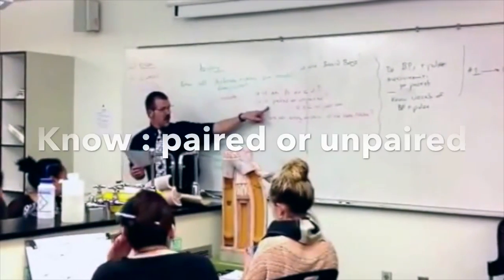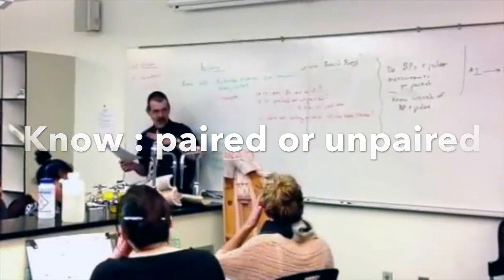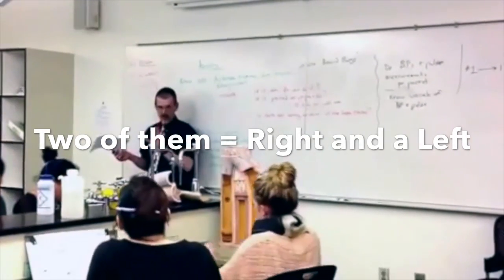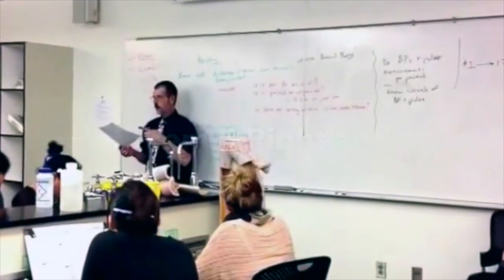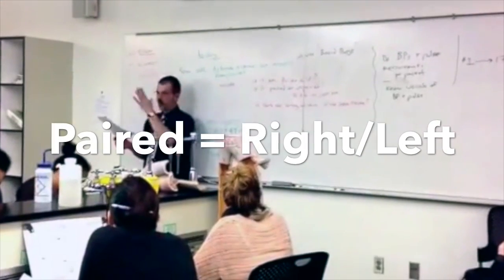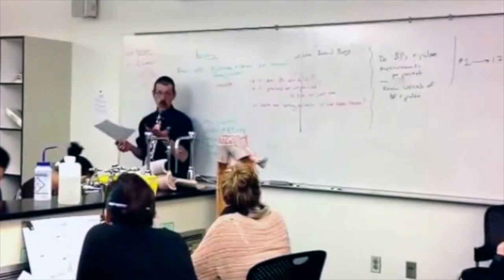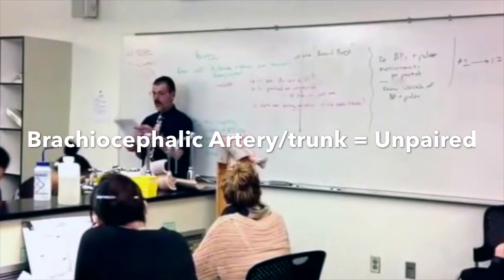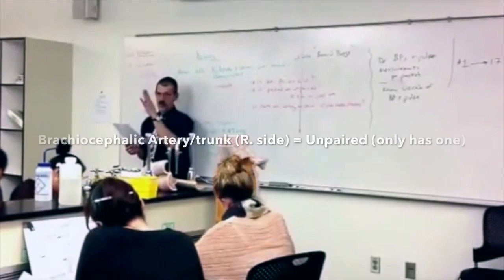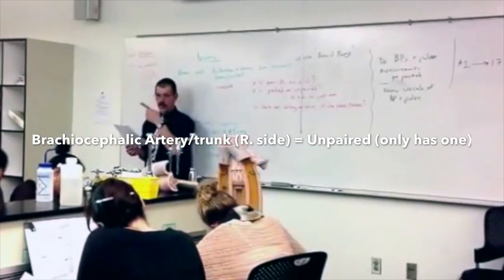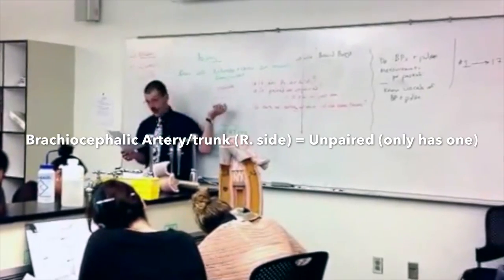You're also supposed to know if it's paired or unpaired. What that means in English: are there 2 of them, a right and a left, or is there just 1 of them? If there's 2, there's a right and a left. But for some of them, there's only 1. So for example, your brachiocephalic artery, there's only 1 of them. It's on the right side of your body, but there's only 1. So that one you'd say is unpaired.